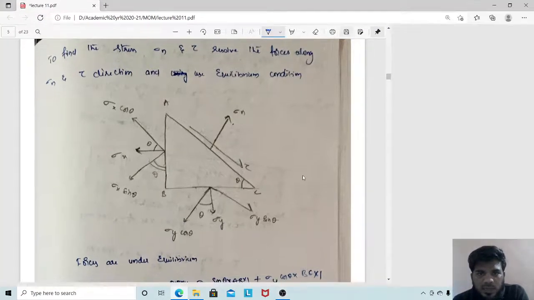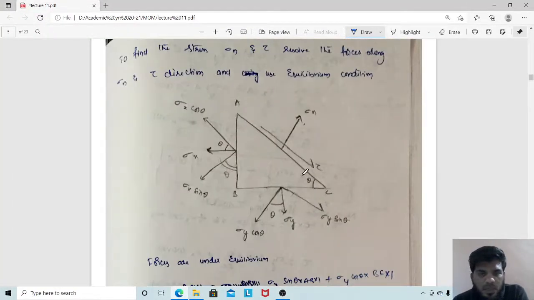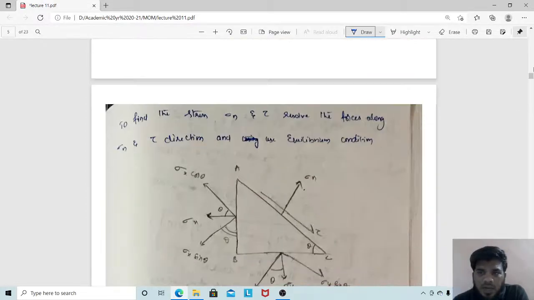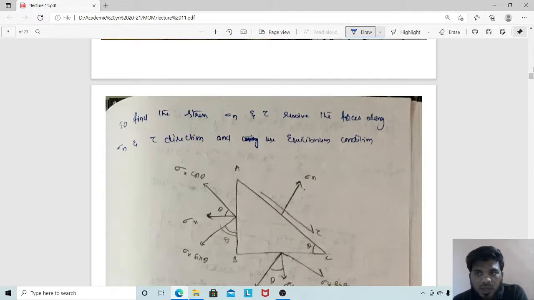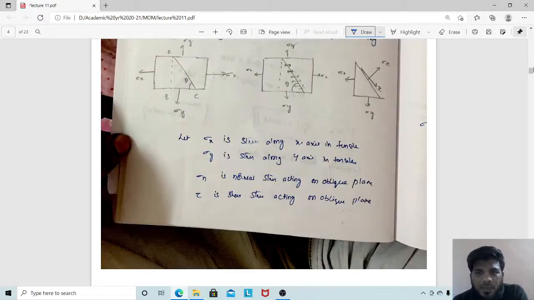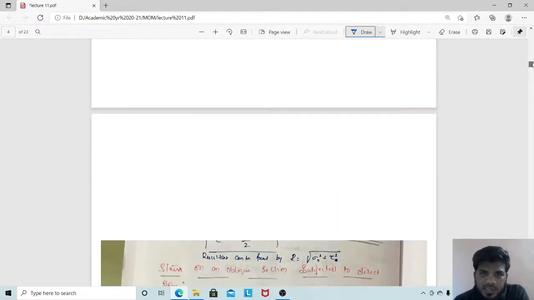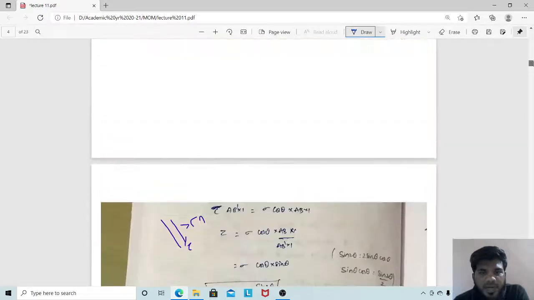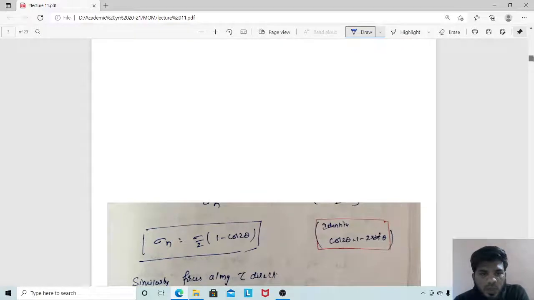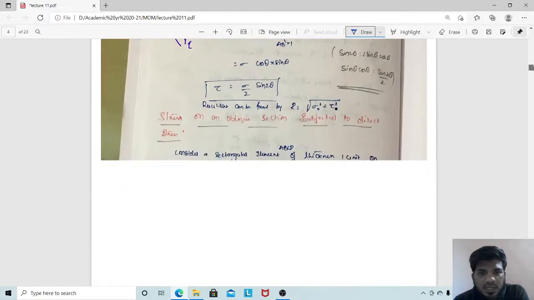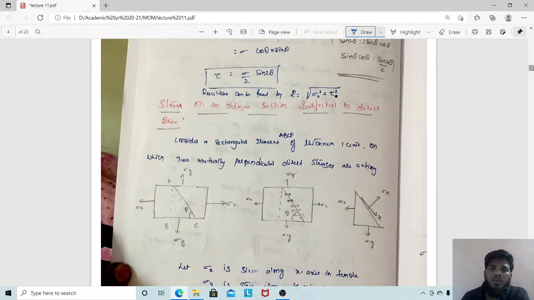Last class we discussed a rectangular section subjected to one direct stress, and we identified the stresses on an oblique plane, which is a plane at an angle of theta with reference to the major axis and minor axis. So we identified sigma n and tau. In this section we are discussing stresses on an oblique section subjected to direct stresses in the direction along the x-axis and along the y-axis.